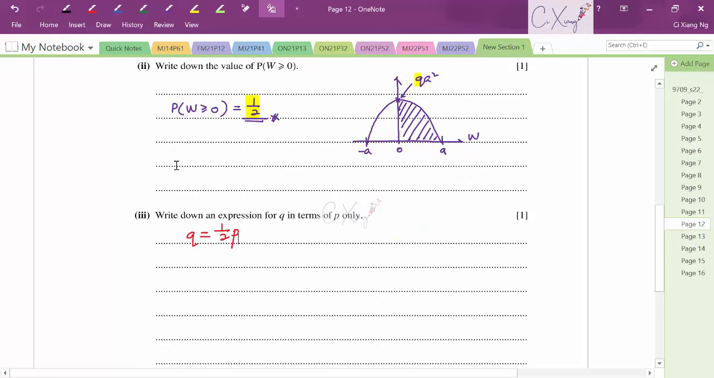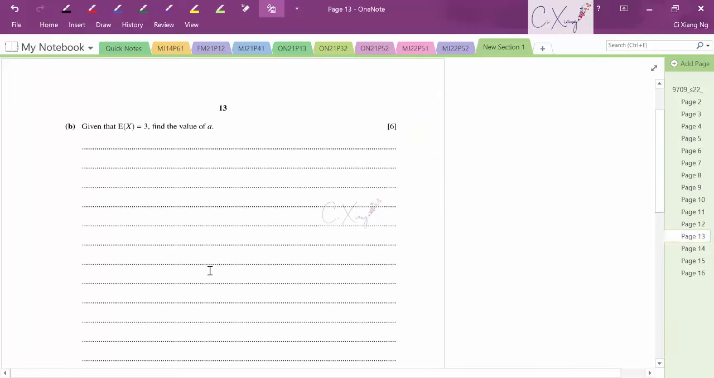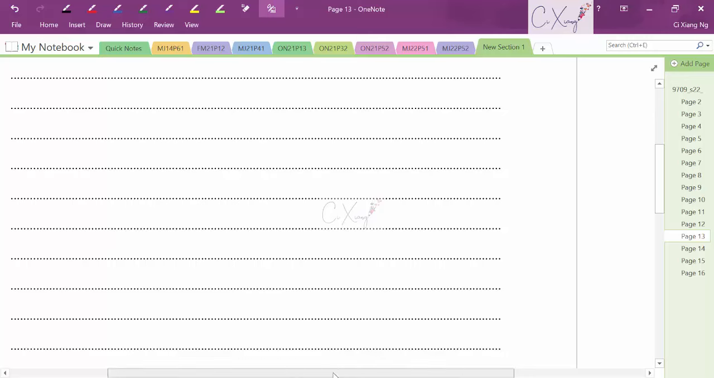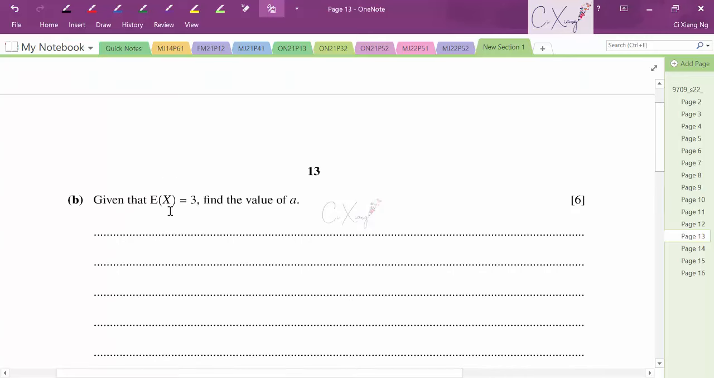Okay? Alright, so this is what you have for part C now, part 3. And we can proceed to next question. Okay, so now given that the expected value E(X) is equal to 3, they want us to find the value of a. This is useful information. The expected value of X is equal to 3. We can form one equation from here.